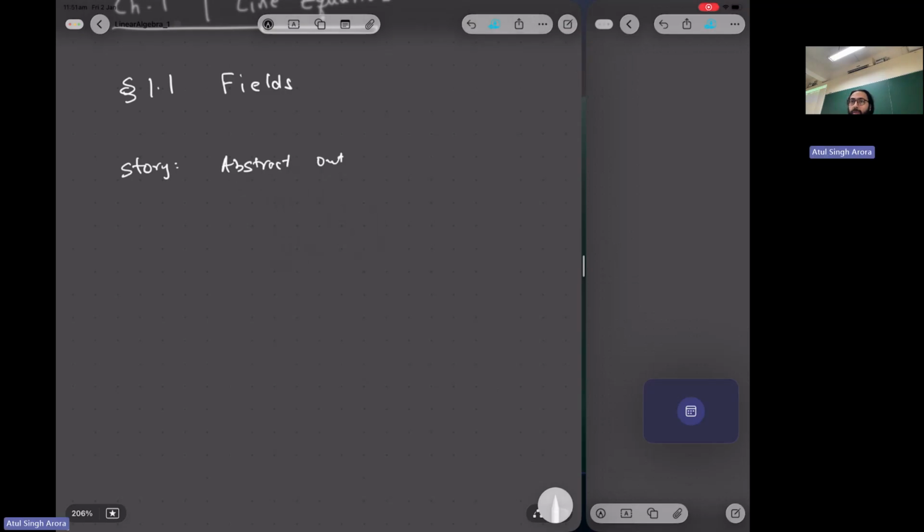Also, I should say that my handwriting can be a little bit illegible sometimes when I'm writing too fast. So stop and tell me and I'll fix it.